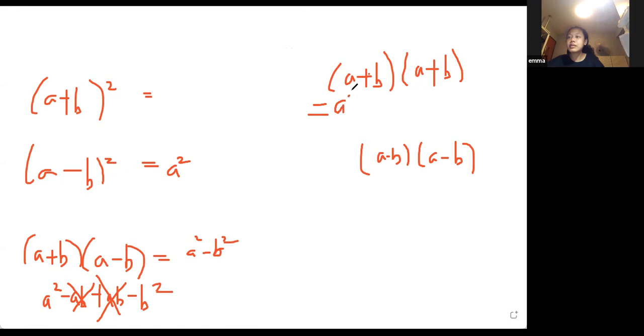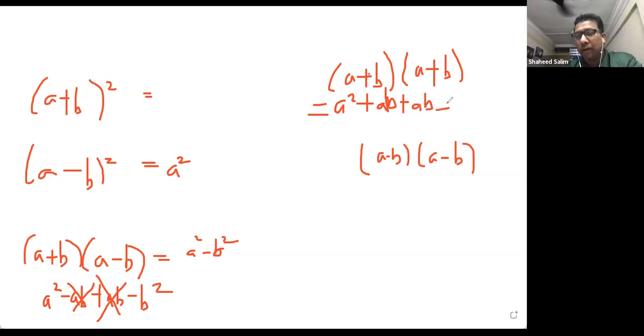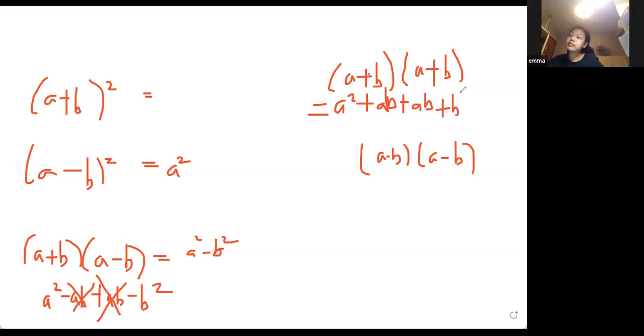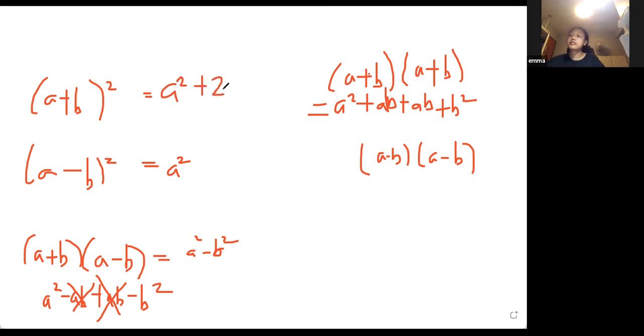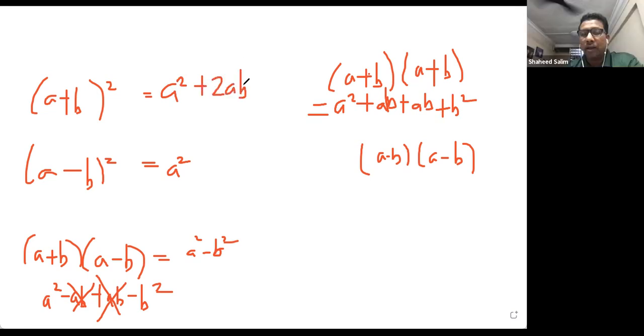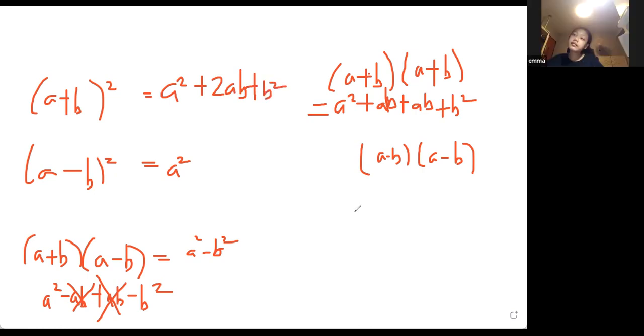A square plus AB plus BA. Okay, I like AB also. Plus B square. Good. So this one we simplify it: A squared plus 2AB plus B squared. Let us compare with the next one now.